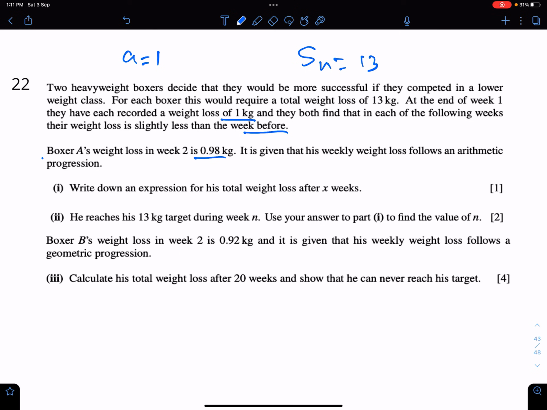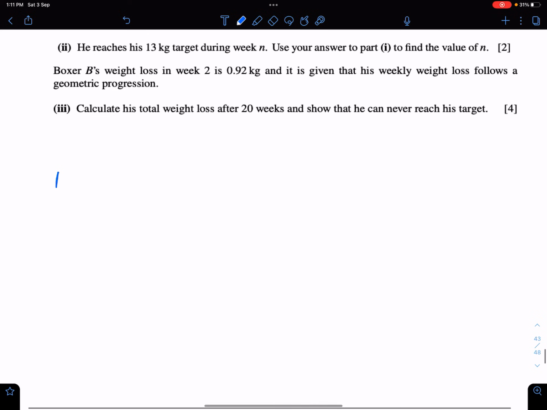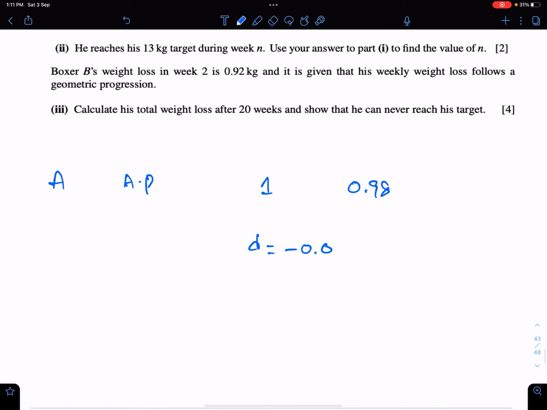Boxer A's weight loss in week 2 is 0.98. It is given that his weekly weight loss follows an AP. So for boxer A, the sequence is an AP and the first term is 1 and the second term is 0.98. So d is minus 0.02.